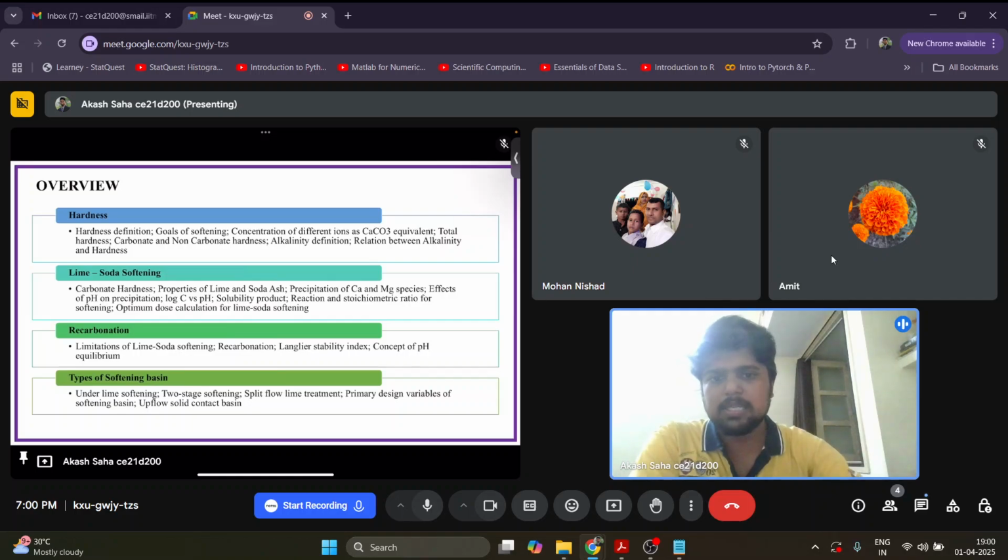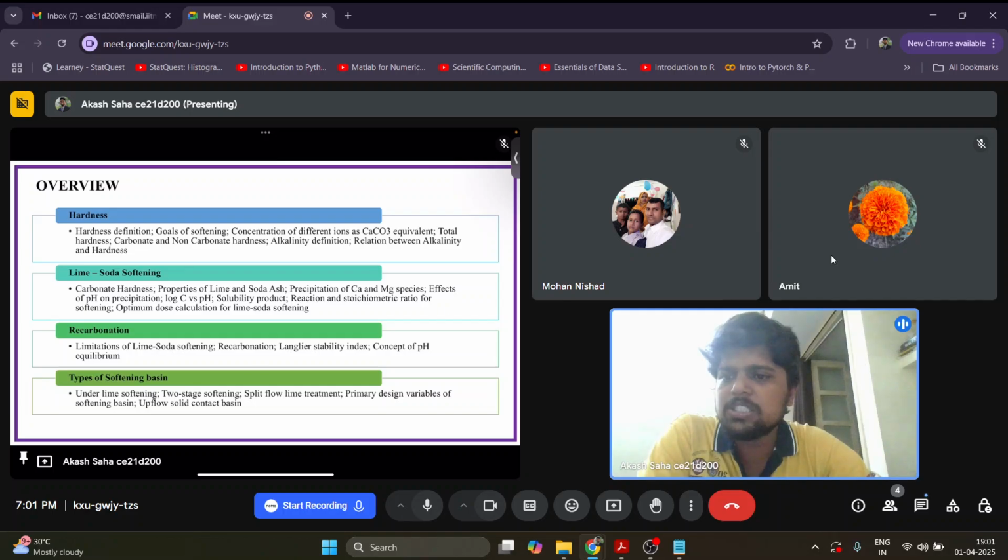So we will quickly see the contents of week 10. We started with hardness. What's the definition? What are the goals of softening to remove this hardness? What are the different types of carbonate, non-carbonate hardness? What is alkalinity and what is the relationship of alkalinity with hardness? Then we learned about the treatment, starting with the lime soda process, the various aspects of it, the effects of pH on the precipitation and so on. And then we talked about recarbonation, which is a very important thing after this lime soda treatment.